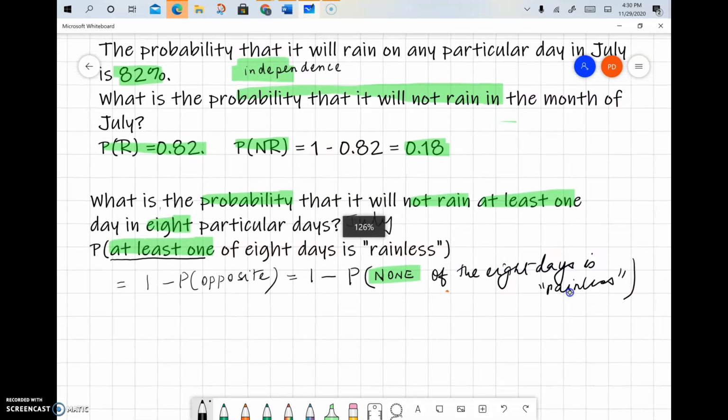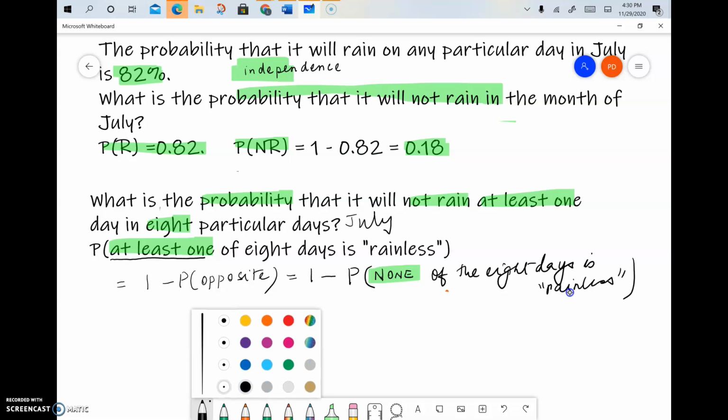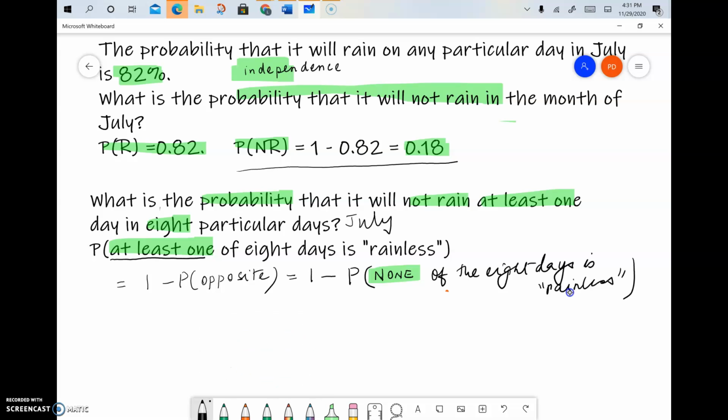The probability of rain on any particular day in July is 82%, which is 0.82. The probability of no rain is 1 minus 0.82, which is 0.18. What is the probability that it will not rain at least one day in 8 particular days in July?